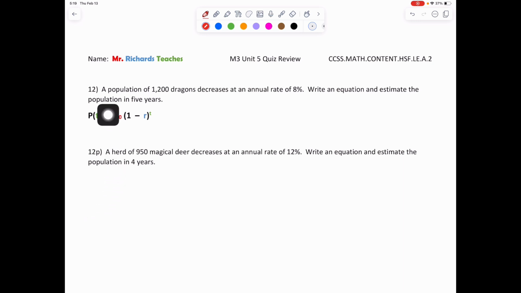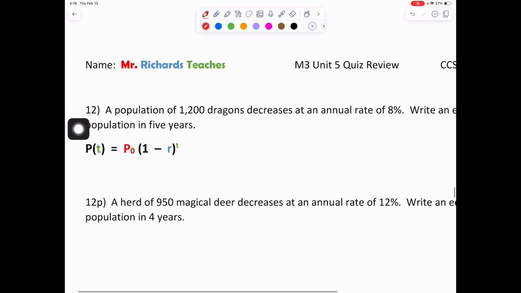Forthcoming is number 12. A population of 1,200 dragons decreases at an annual rate of 8%. Write an equation and estimate the population in 5 years. Decreases, that tells us we will be using exponential decay, hence the subtraction. Let's just highlight a few things and plug in to solve for our P of t. And let's zoom on in.